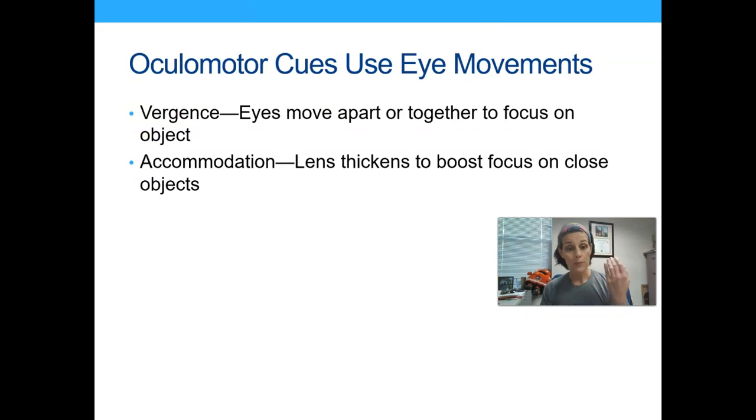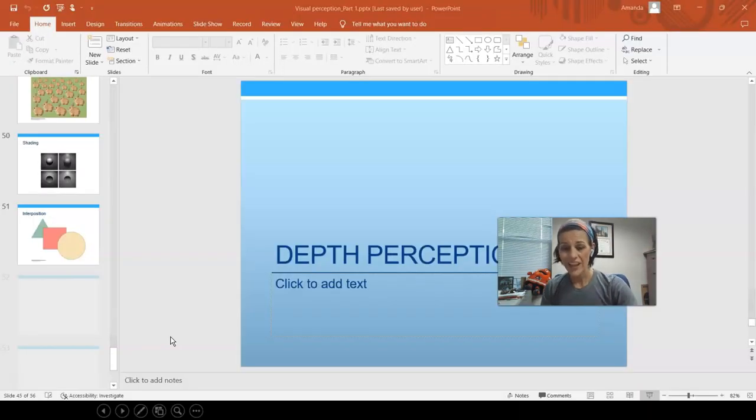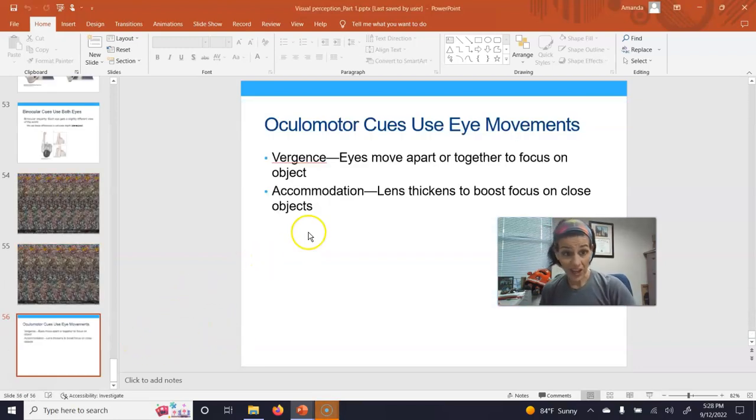In addition to our monocular cues and our binocular cues, our oculomotor cues actually use our physical eye movements. So we have vergence, where our eyes will either move inward or outward to focus on an object. And we have accommodation. So our lens will actually thicken to help boost our focus on objects that are closer to us.